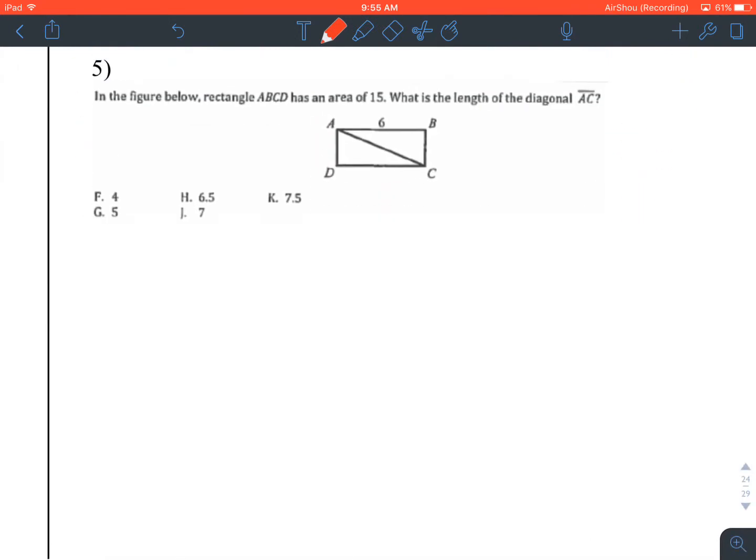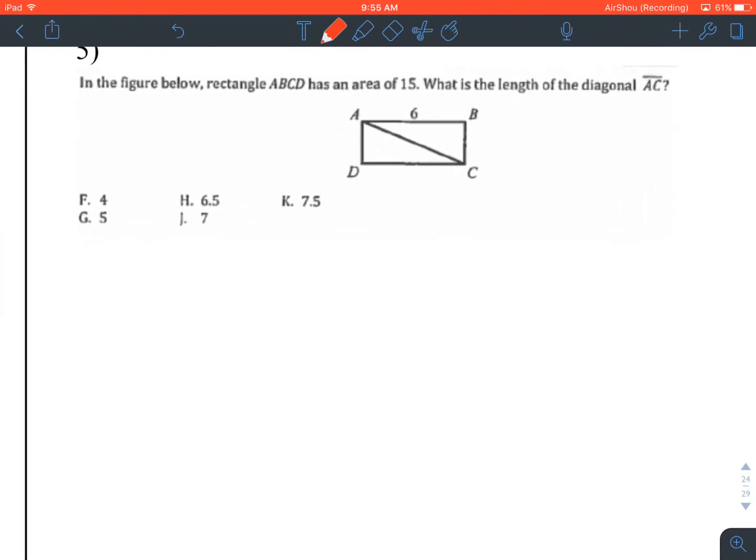Number 5. In the figure below, the rectangle ABCD has an area of 15. What is the length of the diagonal? This is also a two-part question. To figure out the length of the diagonal, you have to first find the length of BC. We'll call that y. Once we find that, then we're going to find the length of AC.